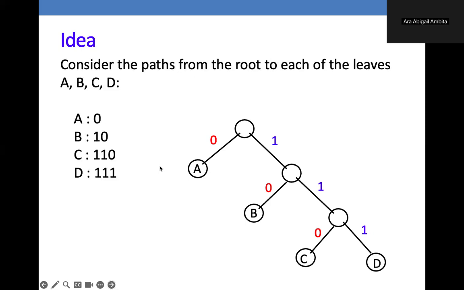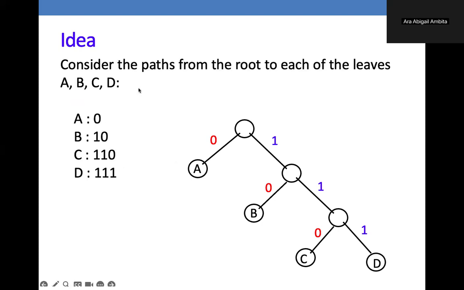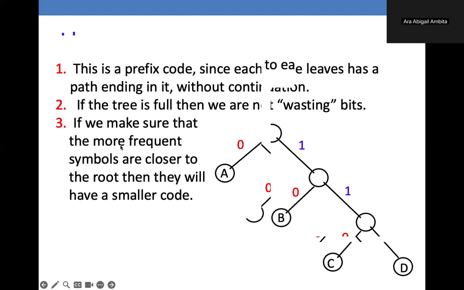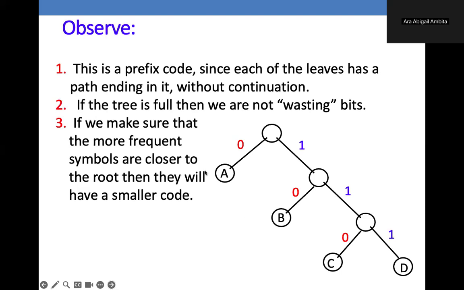Okay? So, consider the paths from the root of each leaves A, B, C, D. So, pag pupunta ka from A, so that's 0. And then pag B, it's 1, 0. Pag C, it's 1, 1, 0. And then pag D, it's 1, 1, 1. Then you can see na prefix code sila since each of the leaves has a path ending in it without continuation. So if the tree is full, then we are not really wasting bits here.